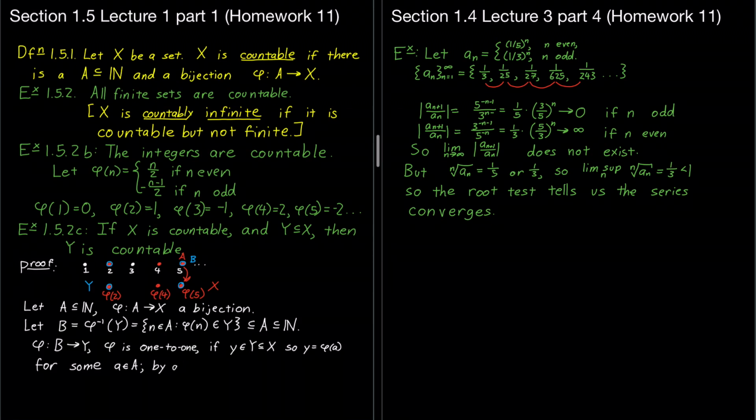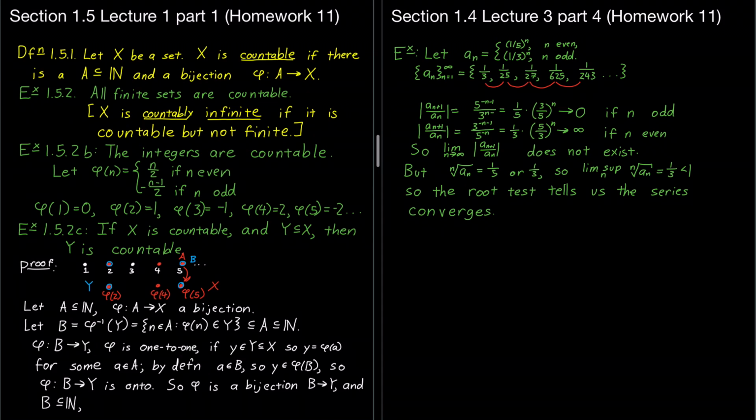And then by definition, a is in B, so our little y is in phi of B. So phi is onto from B to Y. So phi is a bijection from B to Y. And B is a subset of A, which means it's a subset of the natural numbers. So Y is indeed countable.